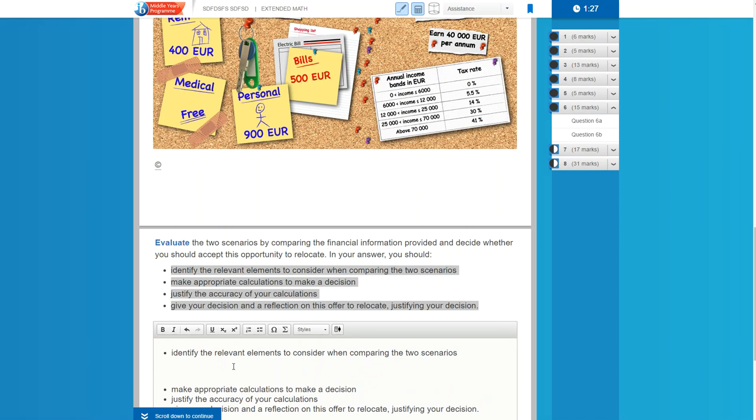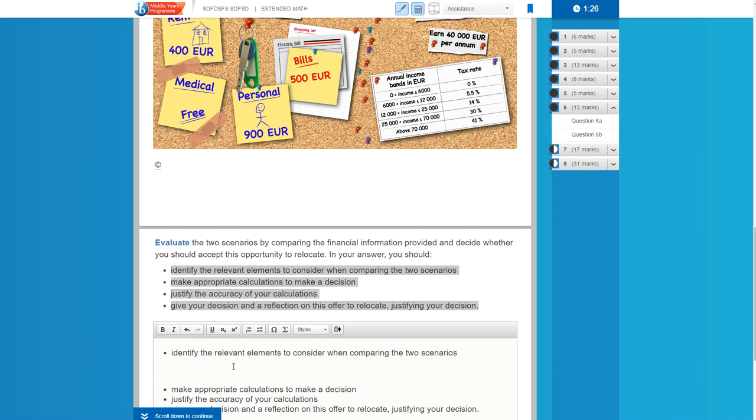Identify the relevant elements to consider when comparing the two scenarios. Now, this part is worth 2 marks. So what factors do you need to consider when comparing whether you're going to move away or stay? Yes, Samara. Okay. Be more specific. Because this is all to do with money. What type of money? Where's your money coming from? Your paycheck. Your paycheck, right? Which is your income, okay?